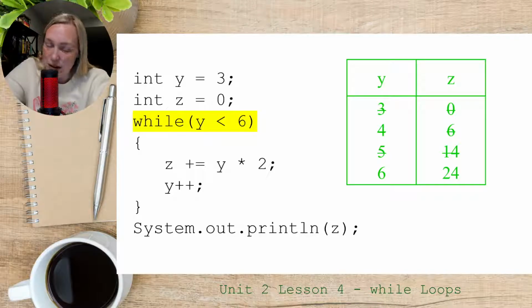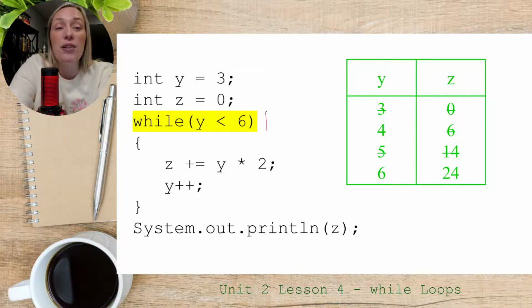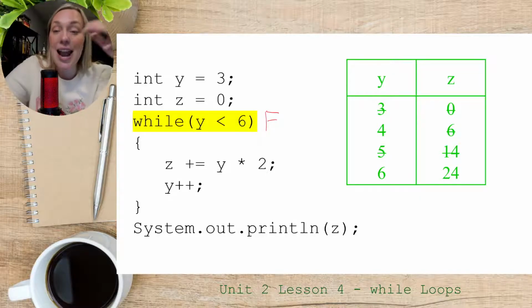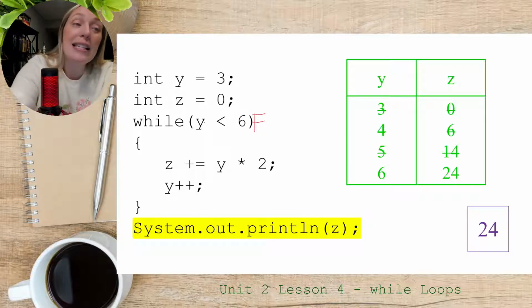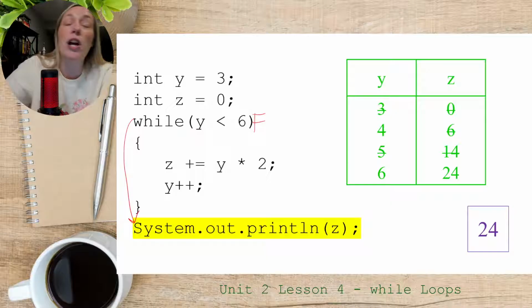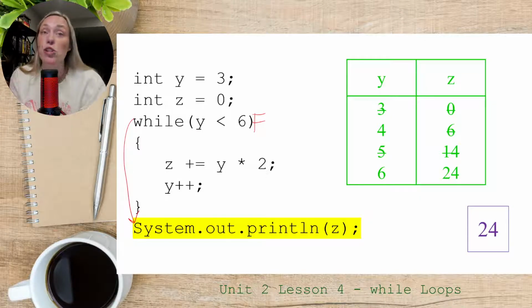Is 6 less than 6? No. Okay. I am false. I've reached the false. And now what happens? Since this was false, I skip the block and I run the next line of code after my block, which prints off the value of Z, which is 24.